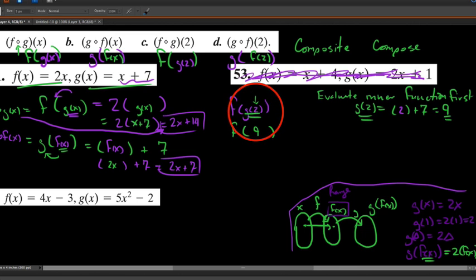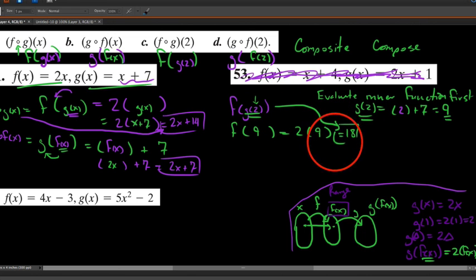So really, we're saying that the output of this inner function now becomes the input of the outer function. We're just going to plug 9 into f, and we get 2 times x. Well, 2 times 9 is 18. So f of g of 2 really is 18, because g of 2 is 9 and f of 9 is 18. You get f of g of 2 is 18. So let's try this now. We want to find g of f of 2 as well.